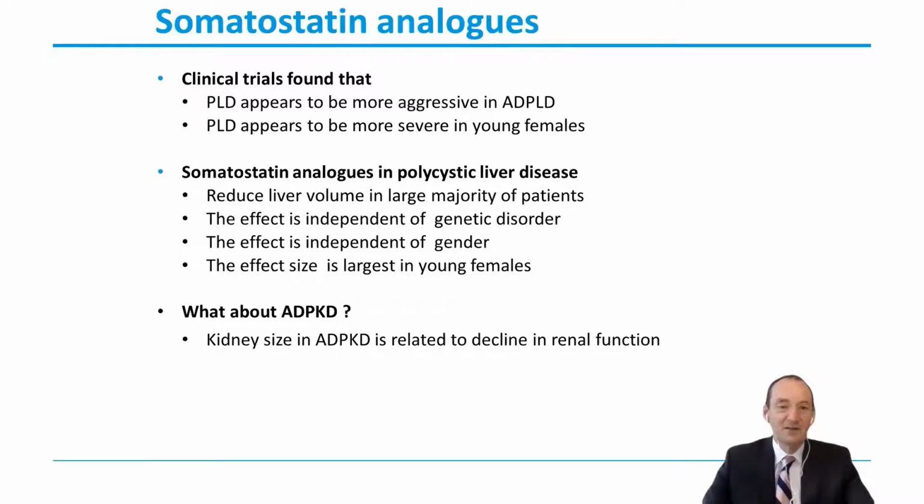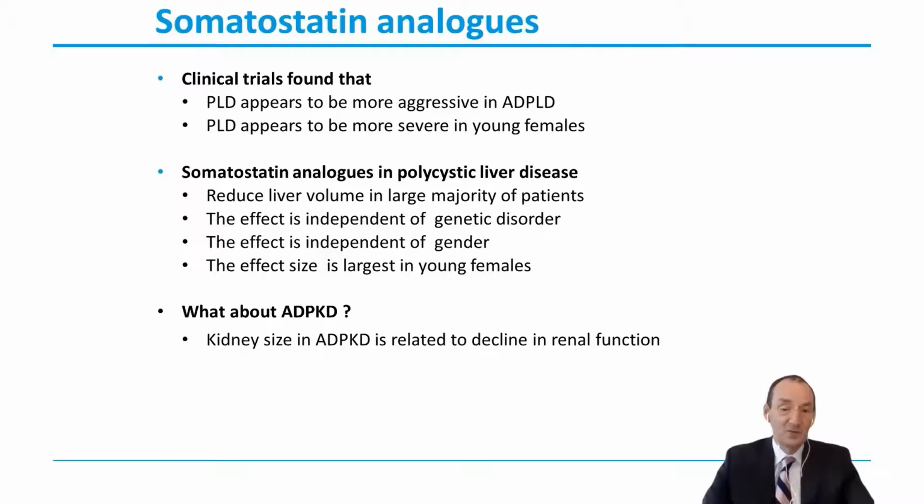Clinical trials indeed found that polycystic liver disease is more severe in young females, and that is what I have explained to you. Somatostatin analogs in polycystic liver disease will reduce the liver volume in the large majority of patients, independent of genetic disorder, ADPLD or ADPKD, and independent of gender, but research actually found that the effect size is the largest in young females.